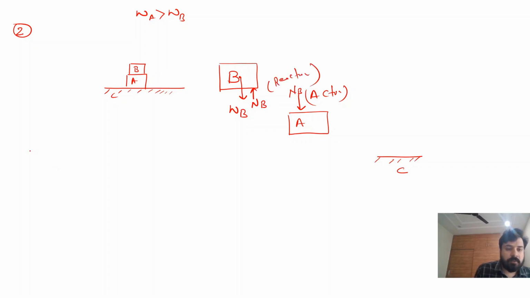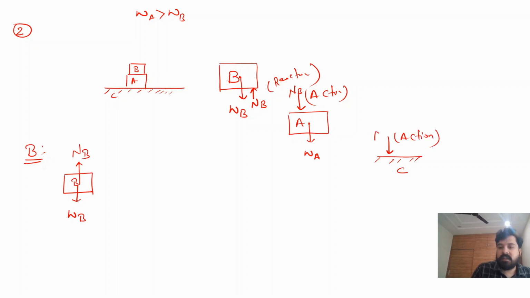So if we draw a free body diagram of block B, the weight is in the downward direction and the normal reaction is in the upward direction. This is the free body diagram of block B. Now come to A. Here the weight of A is in the downward direction, and block A is resting on surface C. So block A is applying an action on C.